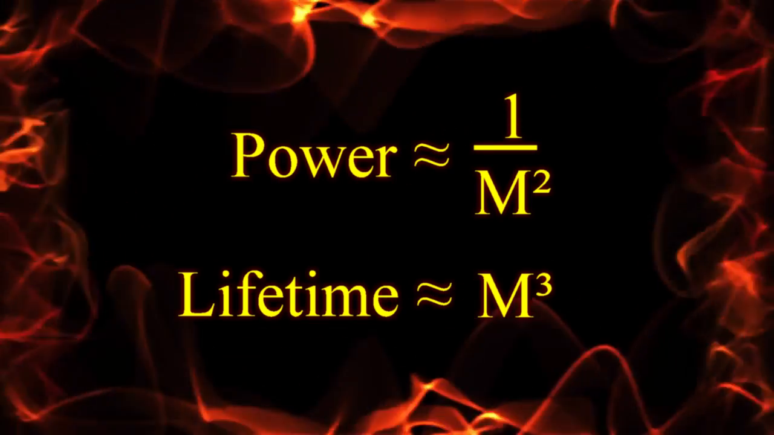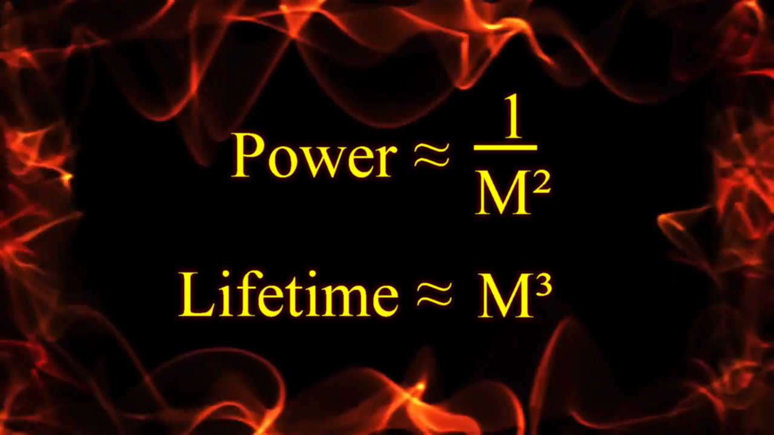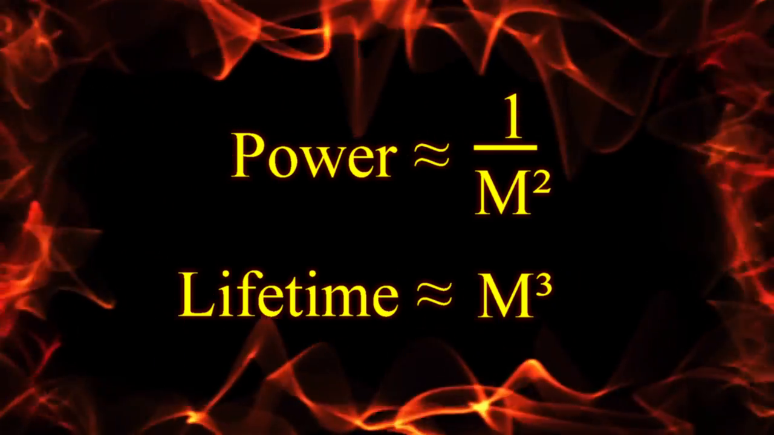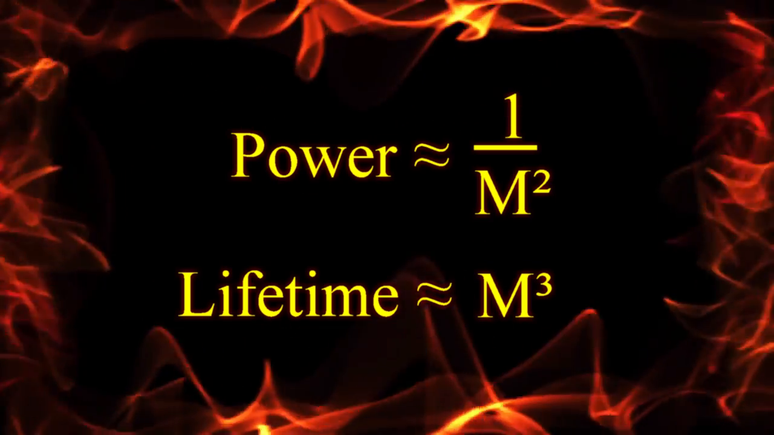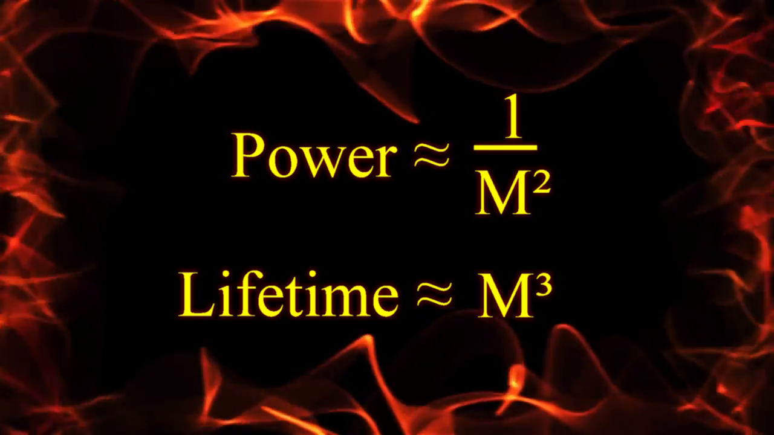There's two upshots of this. First, that the lifespan of black holes is proportional to the cube of their mass. One twice as massive emits only a quarter of the power and lives 8 times longer. One 10 times as massive emits 1/100 of the power and lives 1,000 times as long, etc.